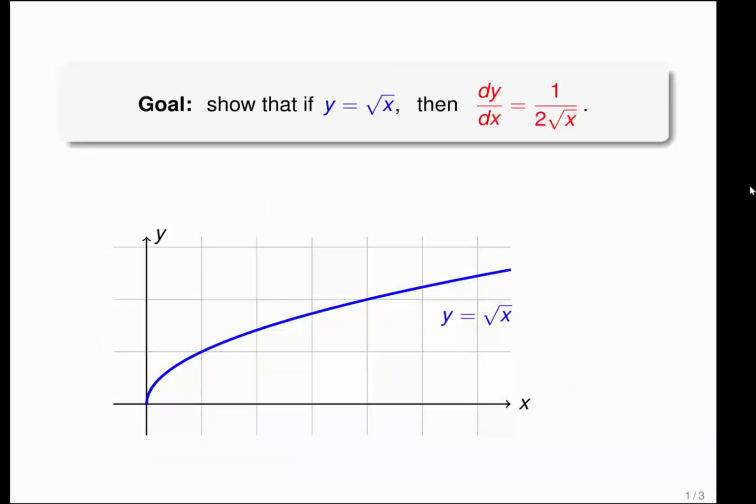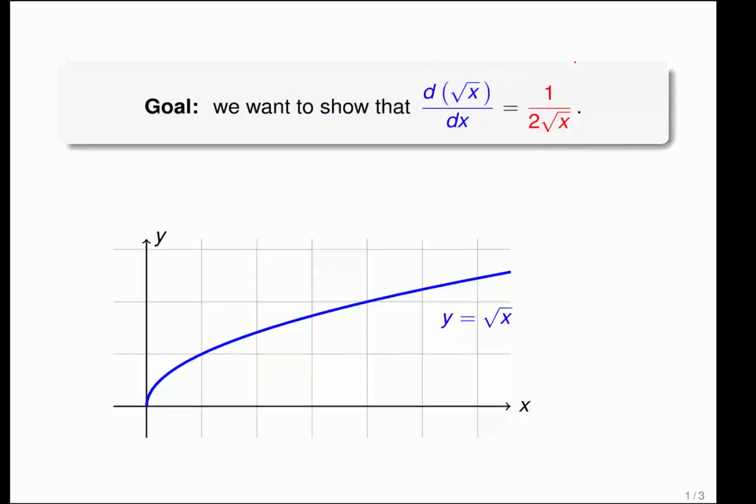Our goal is the following. We want to show that if we have y as a function of x, given by the rule y equals the square root of x, sometimes called the square root function, then its derivative is the function 1 on 2 root x. Note that we can also phrase this as if we differentiate the function root x, we get 1 on 2 root x.